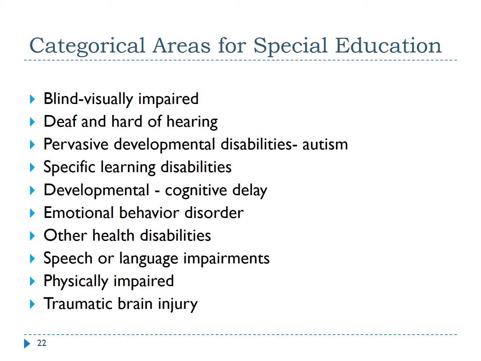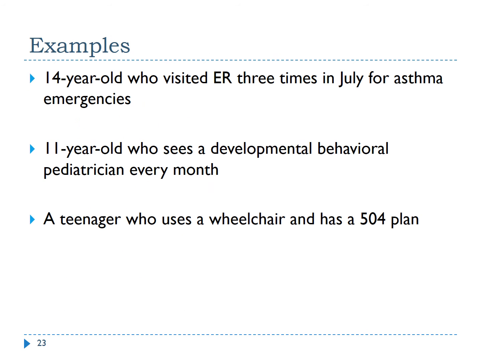Unlike the healthcare community, educators use categorical areas to identify students who may qualify for special education services. These areas are categorized by the type of health condition or disability. Consider these examples of students with chronic health conditions. Each one meets both the definition of youth with special health care needs and also eligibility criteria for an IHP, 504 plan, or IEP.